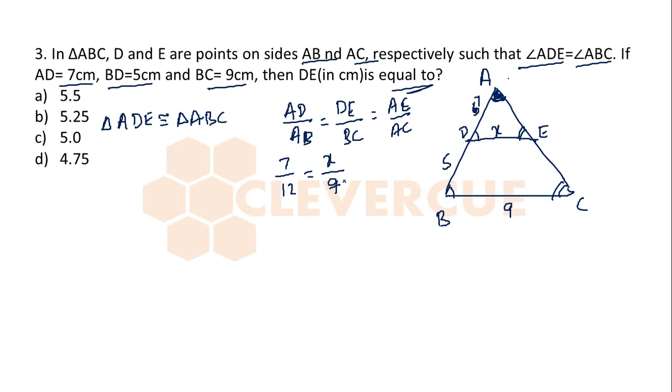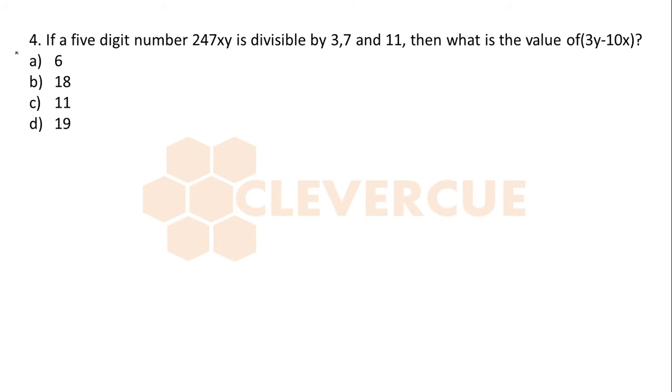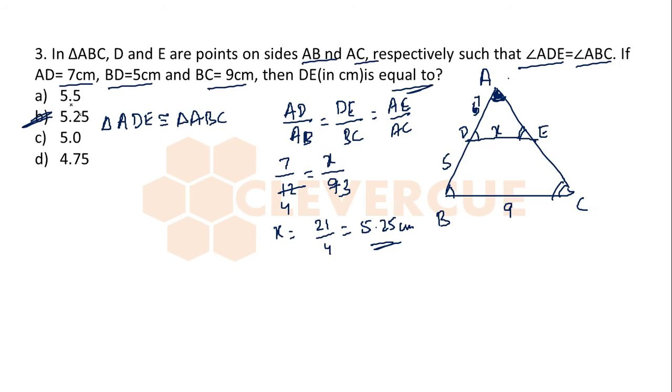And so here if you calculate it, 3 threes is 9 and 3 fours is 12, and here you get x as 21 by 4, which is equal to 5.25 centimeters. So option B is the right answer. So in this problem you have to remember this concept of similar triangles.